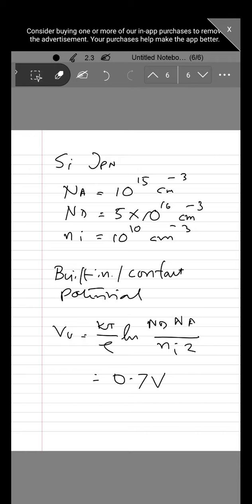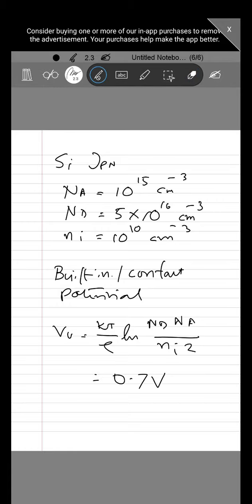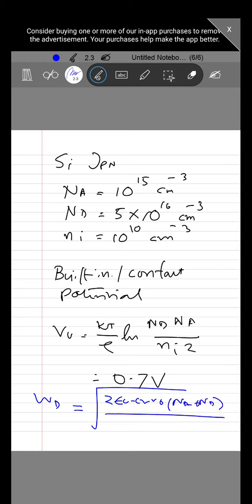And if somebody tells you to find out the depletion width, the total depletion width, that is WD, the total depletion width is again given as 2 epsilon 0 epsilon r V0 into Na plus Nd divided by e Na Nd. So that gives you the value 0.97 micrometers.